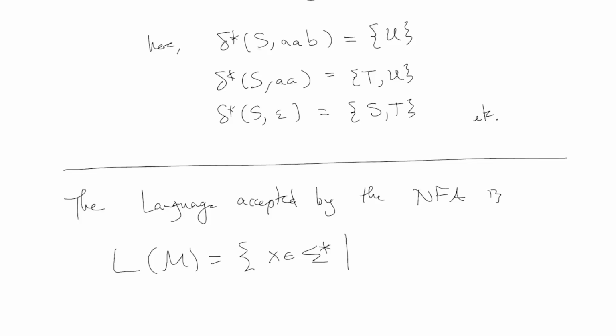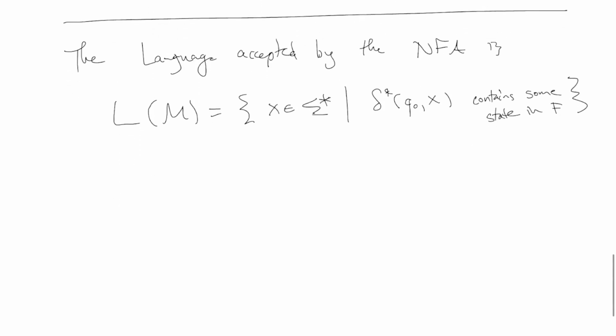So I'm going to say this kind of in words a little bit. Delta star of Q0, remember that's the name of the starting state, and X contains some state in F. Remember, F is the set of all accepting states. In a DFA, you just say this equals F, or is an element of F, but that's not appropriate anymore because this thing here is a set of states, and what determines if X is accepted or not is if this set of states contains one of the accepting states. And so you have to write it like that.